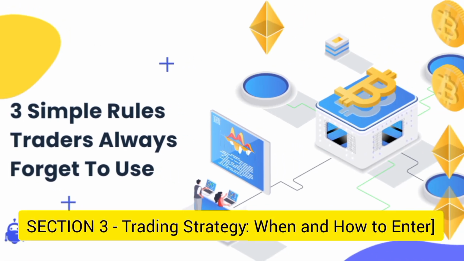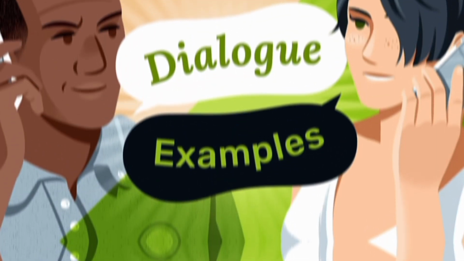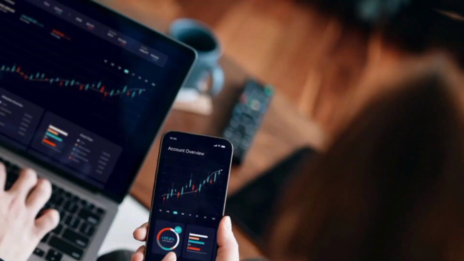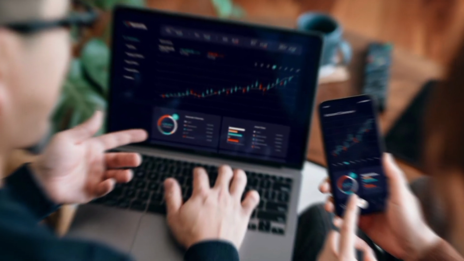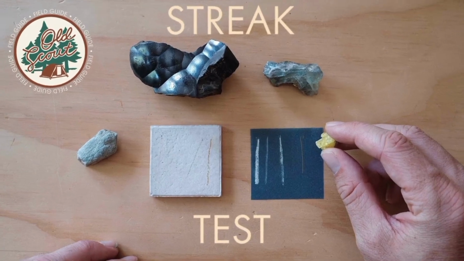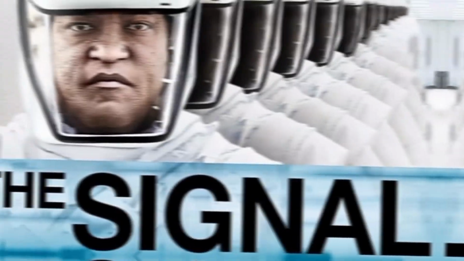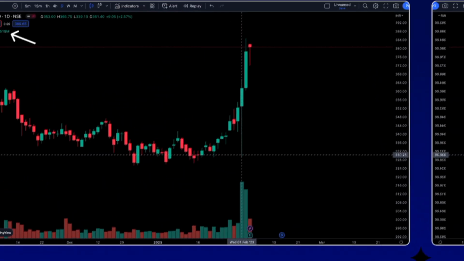Section 3. Trading strategy. When and how to enter. Now that we know the rules, let's look at a practical example of how to trade using this strategy. Here's a 5-minute chart of a stock/crypto pair, showing a strong bullish streak. Identify the streak. We have 5 green candles in a row. This is our signal. Check volume. Notice the volume is steadily increasing, confirming the strength of the buyers.